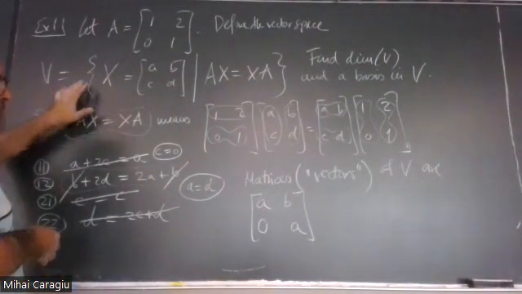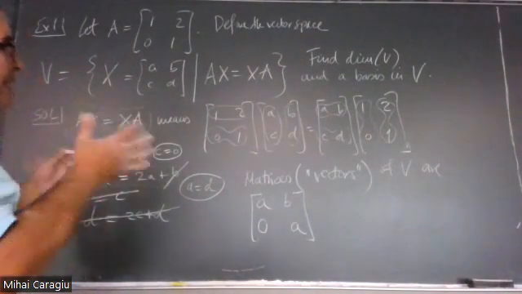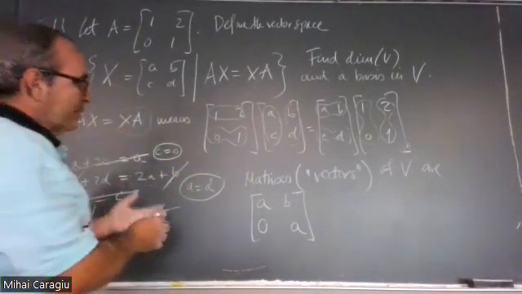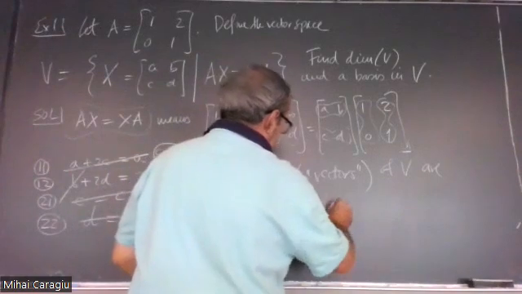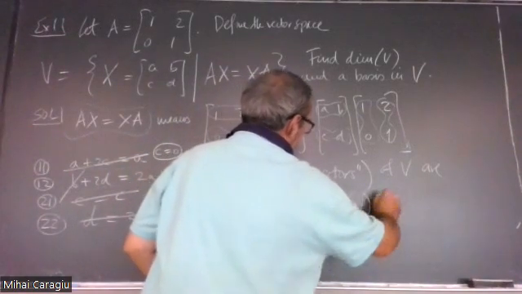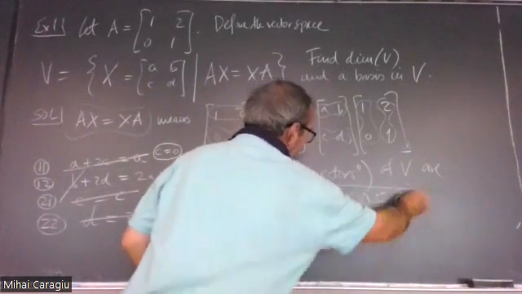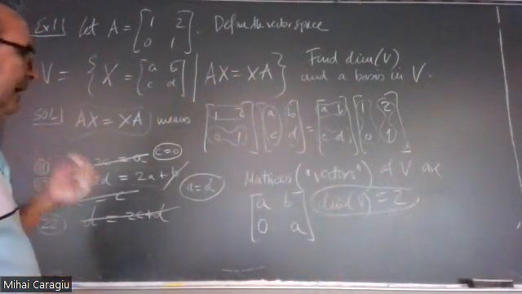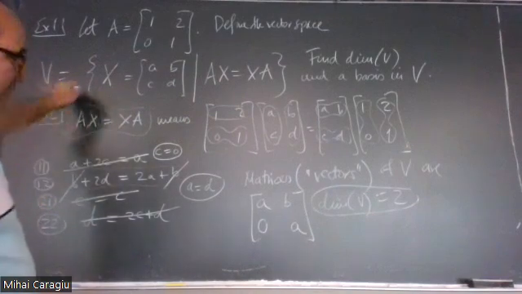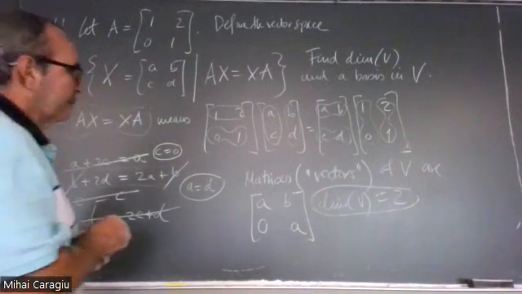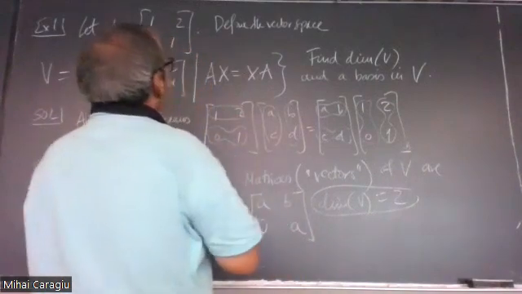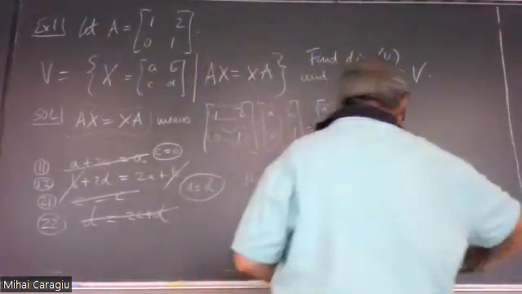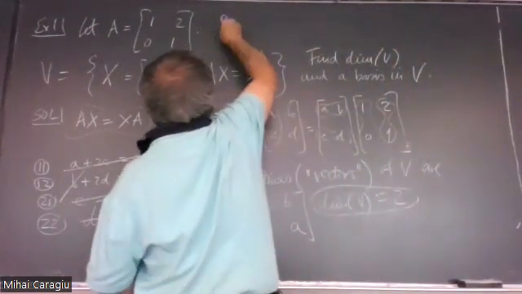So what is the number of independent parameters needed to completely describe an item in the vector space V? There are two of them. So clearly the dimension of V is 2, because we have two independent parameters a and b needed to completely describe any vector in the vector space V. And what is a basis in V?